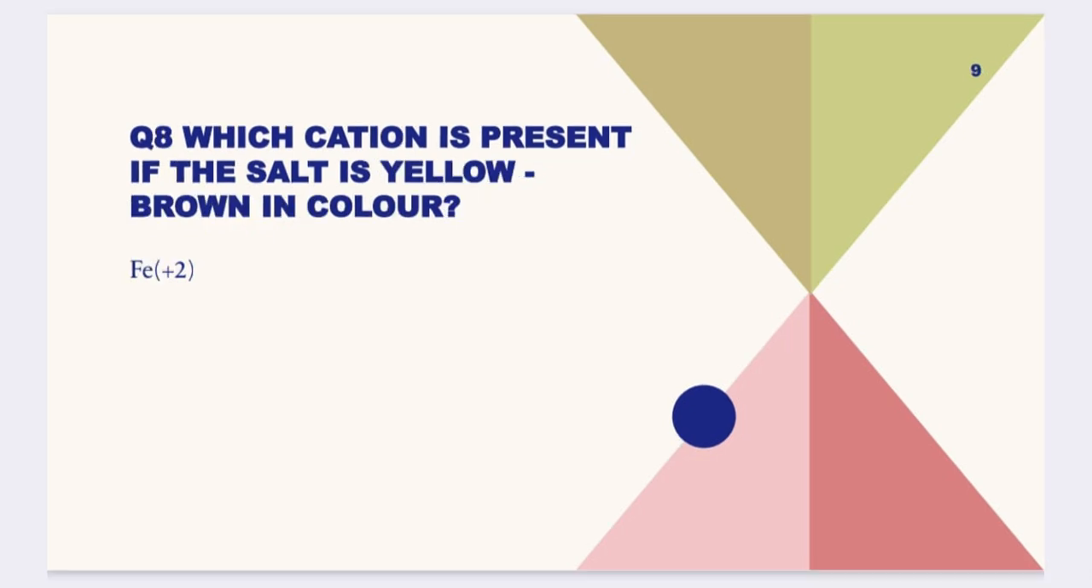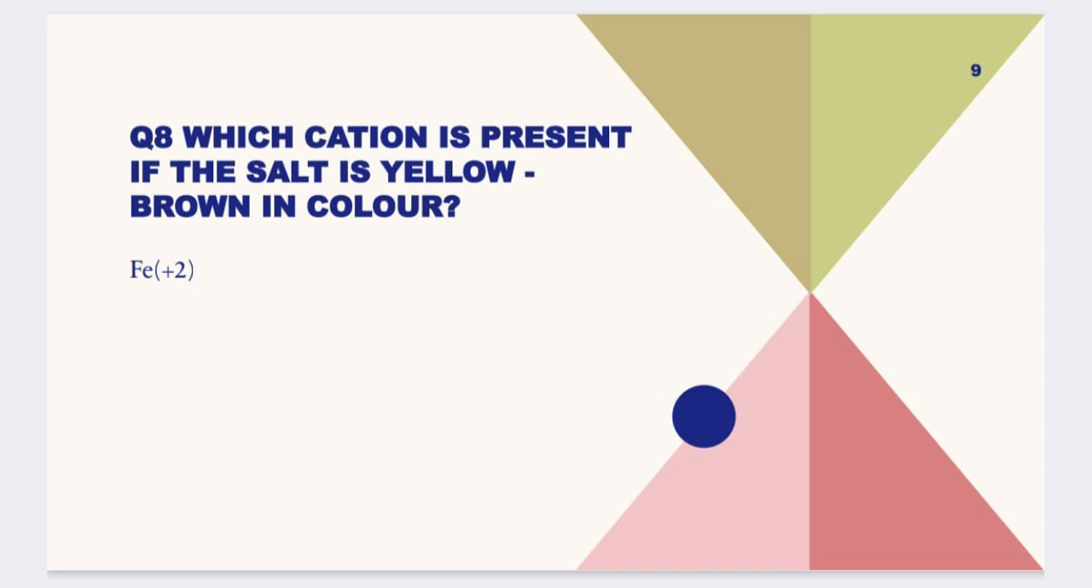Question number 8. Which cation is present if the salt is yellow brown in color, or what we call yellowish brown? My dear friends, the answer to this is ferrous ion. Iron exists in 2 states, ferrous and ferric. So here we consider ferrous, that means Fe2+ ion.